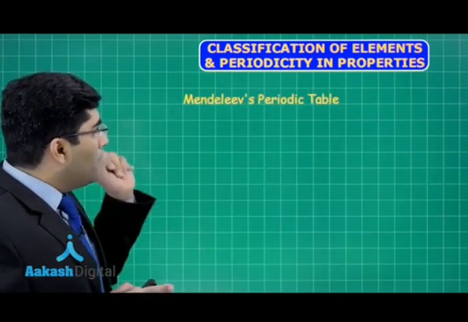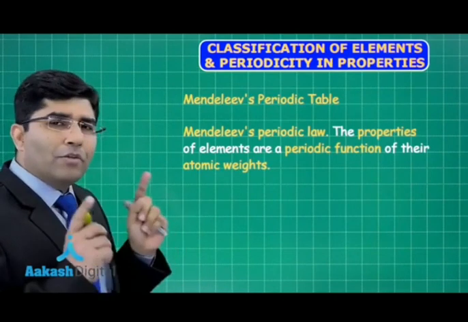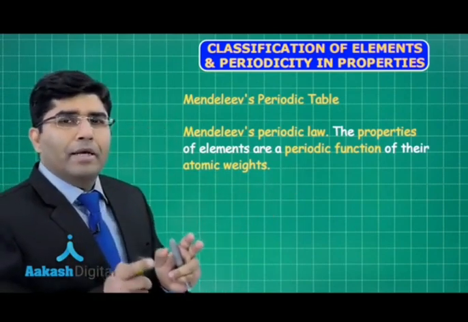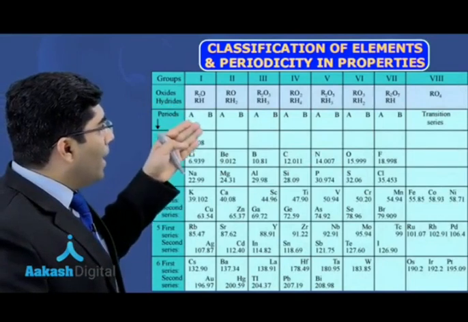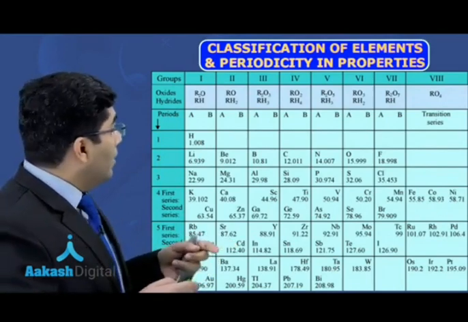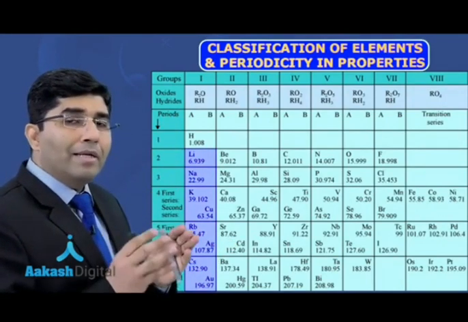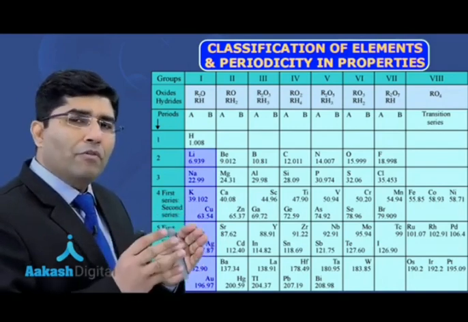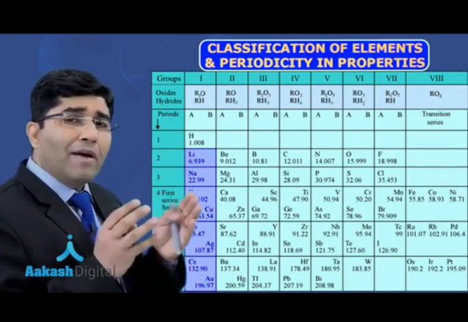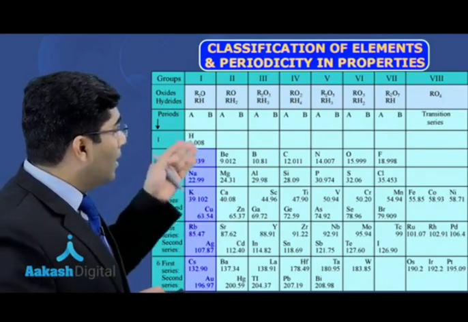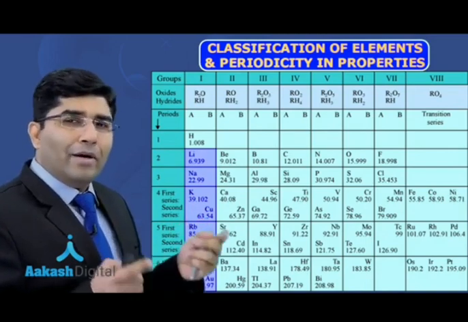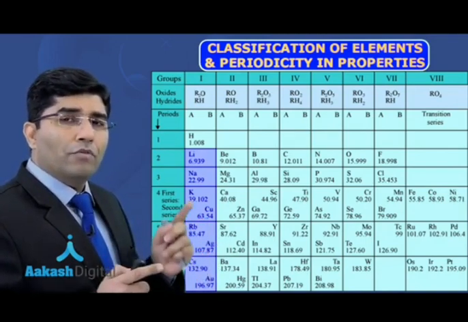Then Mendeleev said that the properties of the elements are the periodic function of their atomic weights. What does it mean? It means that if we keep the elements in this table in increasing order of their mass, then the elements having similar properties will fall in the same group. You can see clearly lithium, sodium, potassium have the same properties and are present in the same group, right? There were some advantages, but there were some limitations also of this Mendeleev periodic table.